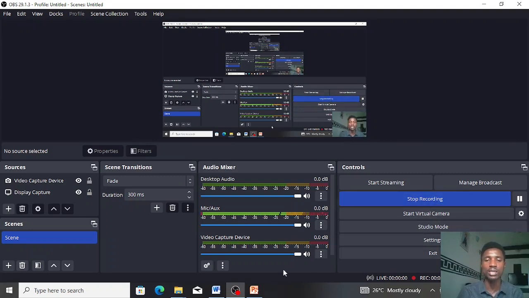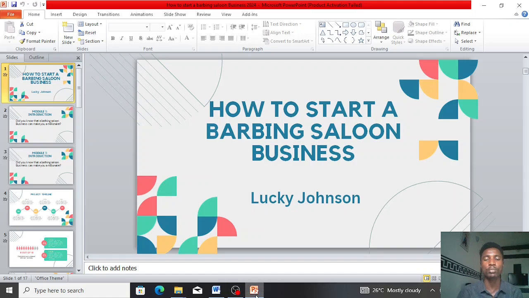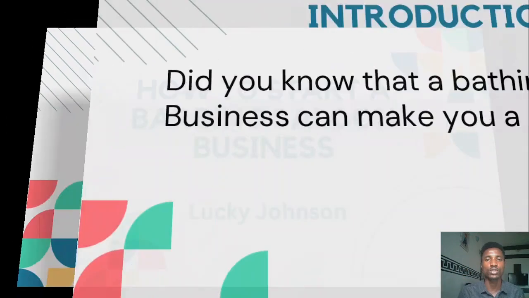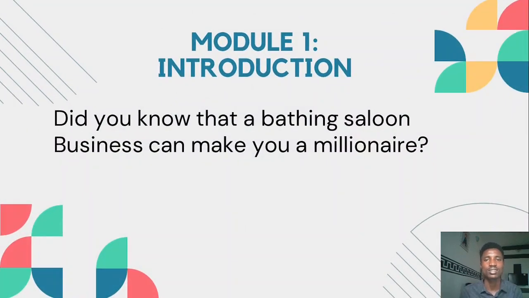The moment you do that, you come to your PowerPoint presentation and click on slide show. Boom. So this is it. This is how it actually works. How to start a barbing salon business. So let's move on to the next. That is it. You just start talking into the camera, but ensure that you are facing the camera because you are talking to people.